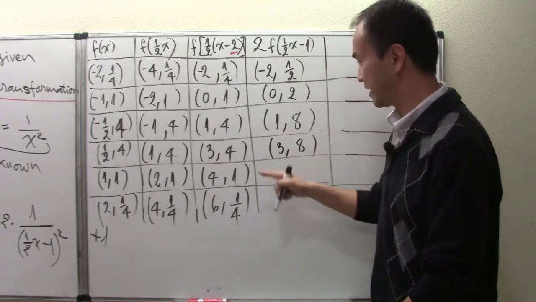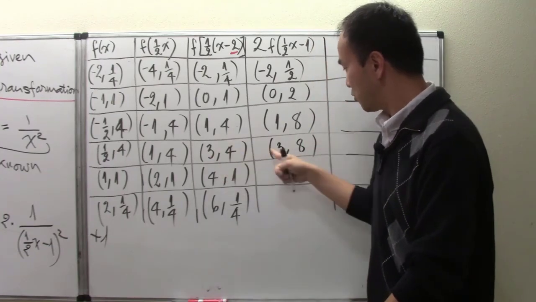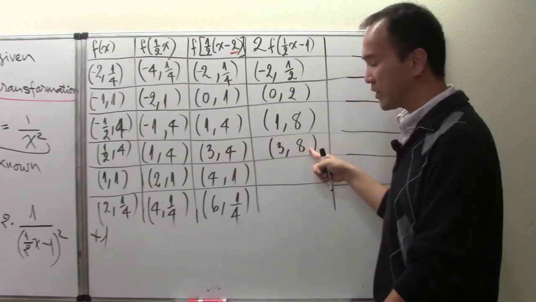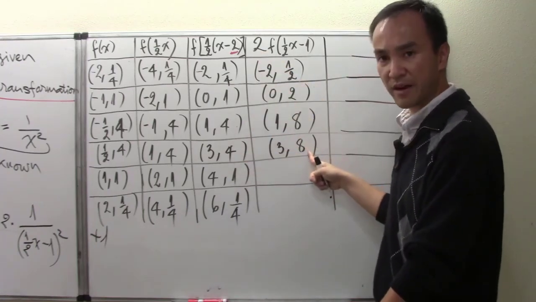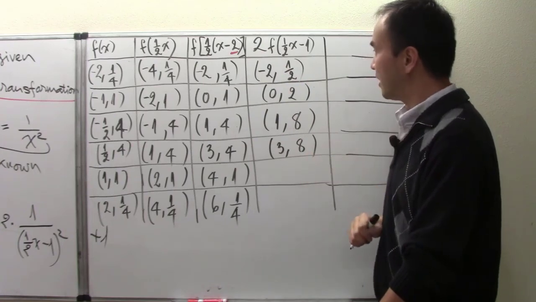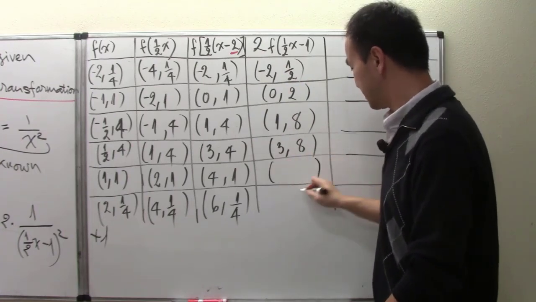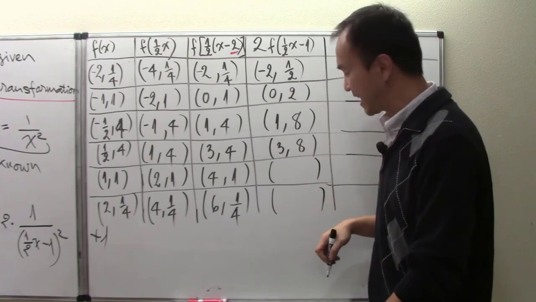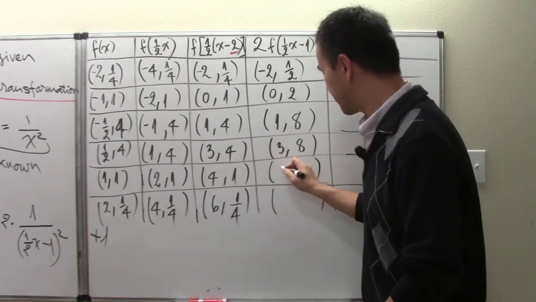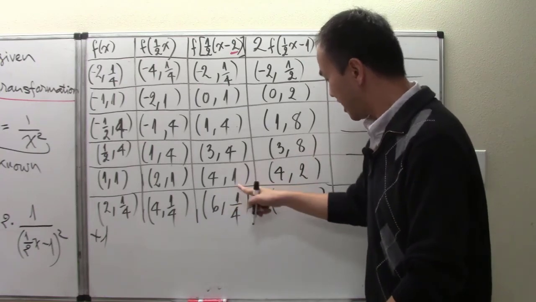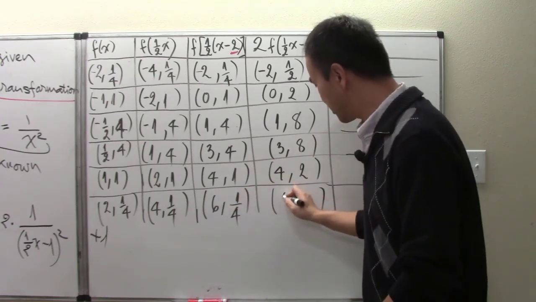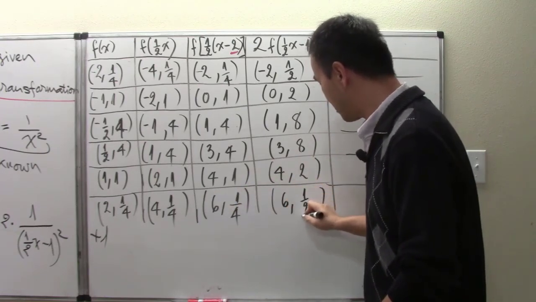Okay, and once again, same rule. X value stayed the same, but y value came out as 4 times 2, and that's why we came out to 8 here. All right, and then now I can start working without too much explanation. So 4 comma 1 is transforming to 4 comma 2. 6 comma 1/4 is now transforming to 6 comma 1/2.